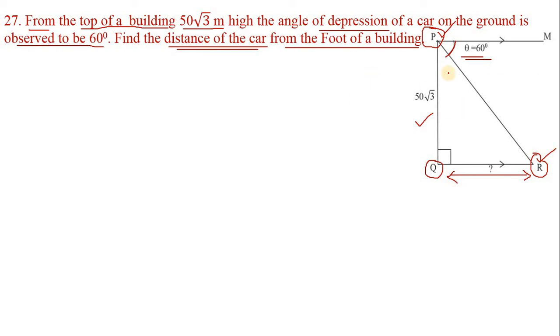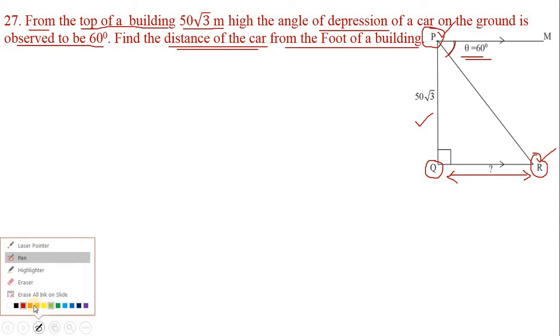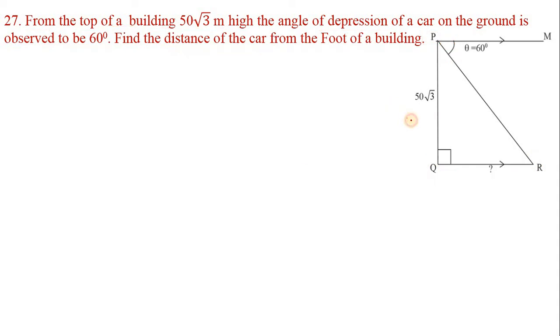I repeat again, children. PQ is the height of the building that is given. P is the top of the building. Q is the bottom of the building. This is the angle of depression, 60 degree. R is the position of the car. We have to find this distance, meaning the distance between the car and the foot of the building.